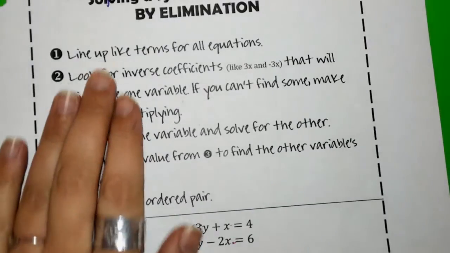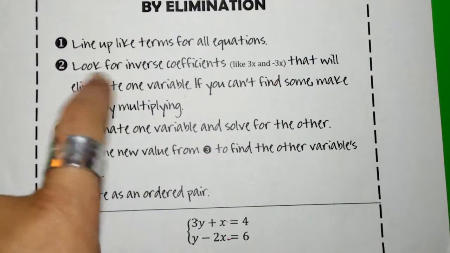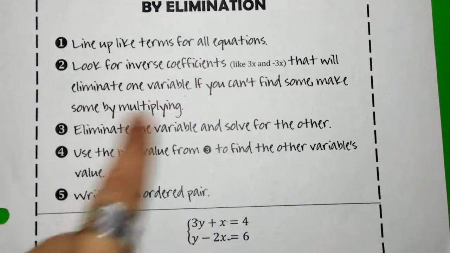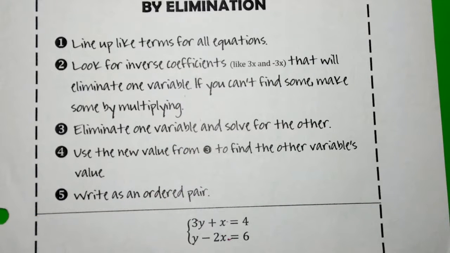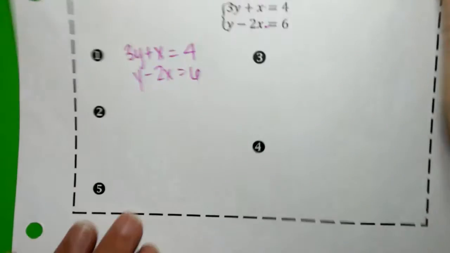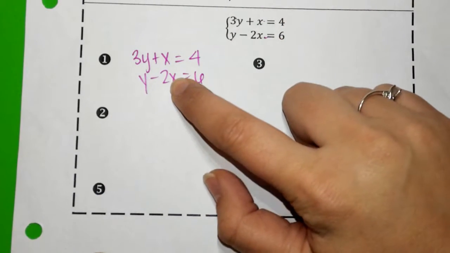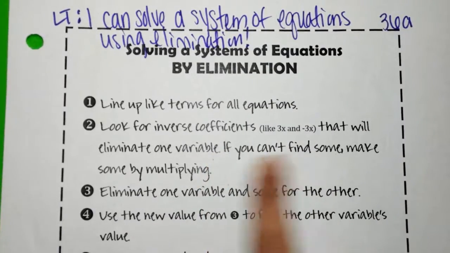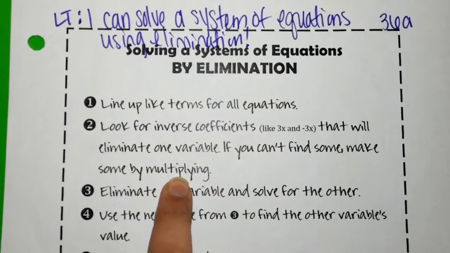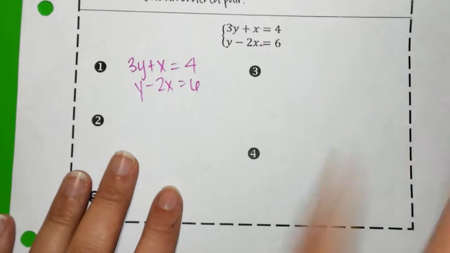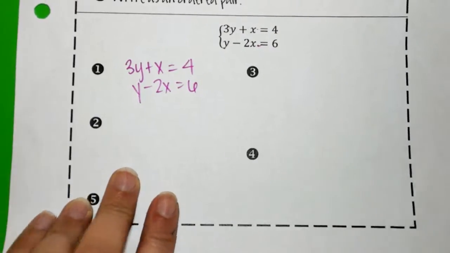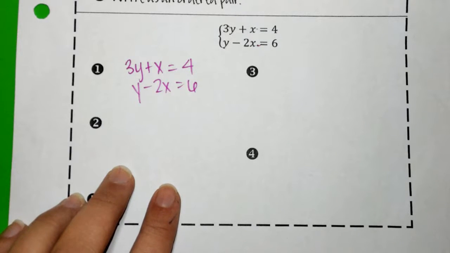Okay, so step 1 says to line up like terms. Step 2 says to look for inverse coefficients that will eliminate one variable. So what that means is you need to look for coefficients, the same number in front of the letter, and they have to have opposite signs. Now, do either of these, our y's or our x's, have the same number but opposite signs? No. So the next step says if you can't find some, make some by multiplying. So, do we have one with opposite signs? Yes. Which one? The x.